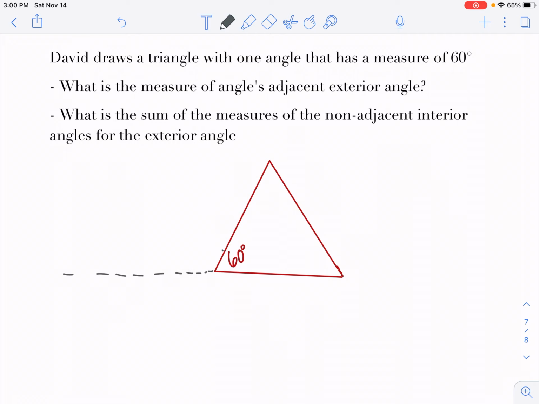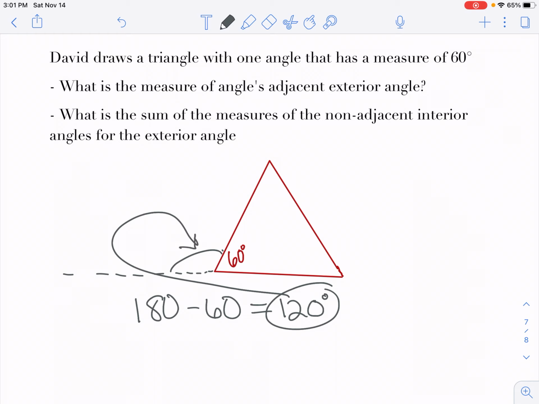So extending one side of my triangle and finding the exterior angle, I simply can find that exterior angle by creating a supplementary pair. That exterior gray angle and the 60-degree angle will be equal to 180 degrees. So subtracting 60 degrees from 180 will give me the value of that exterior angle. That also means that the sum of my two non-adjacent interior angles is also equal to 120 degrees.